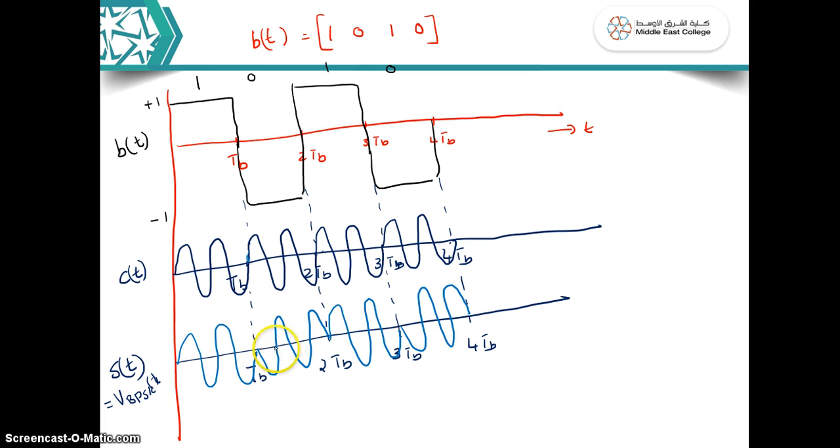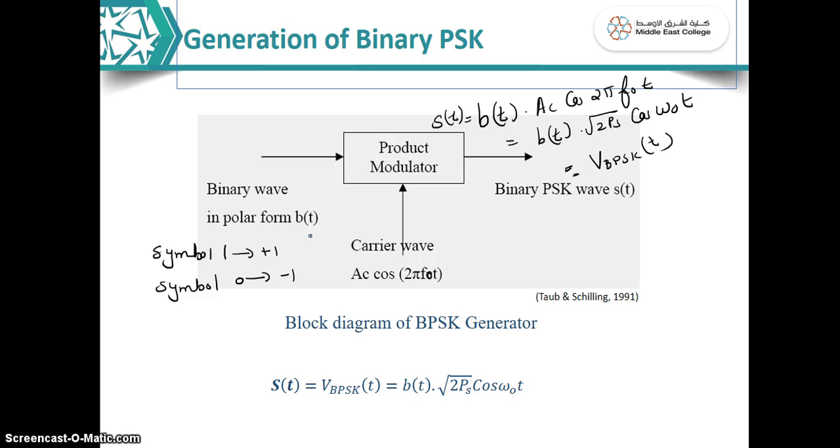Now see here, when the amplitude of your message signal changes from 1 to 0 or 0 to 1, there is a sudden shift in the phase of your BPSK signal, isn't it? When it changes from 1 to 0, a sudden phase shift is happening. It is not continuous phase. So this is called PSK. The phase of the carrier signal will shift according to the amplitude of the message signal. This is what is called a BPSK signal, and that's about the transmitter of BPSK.